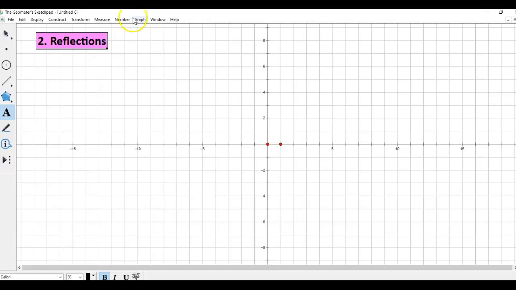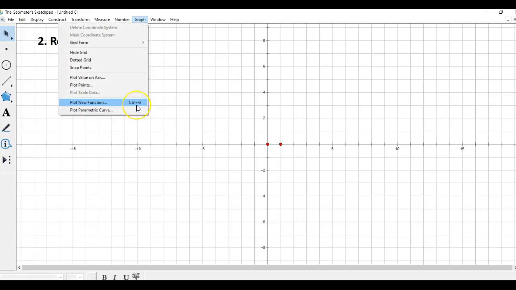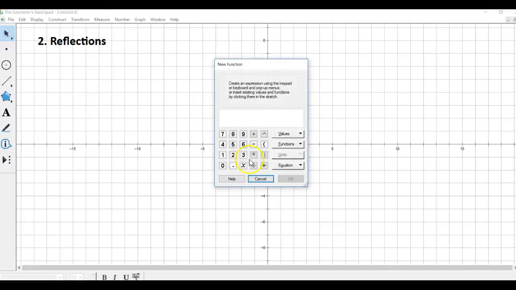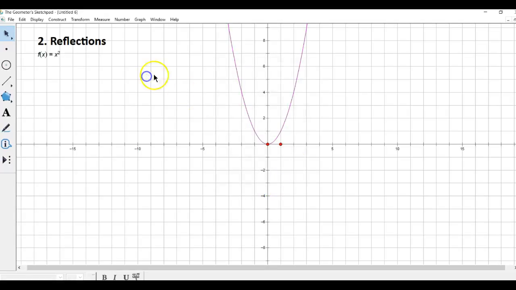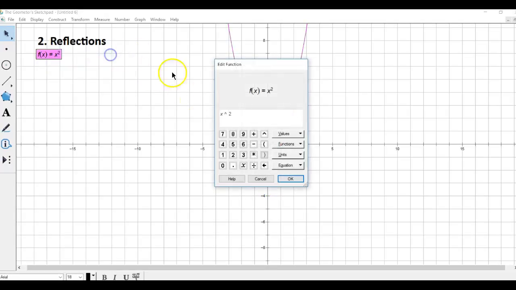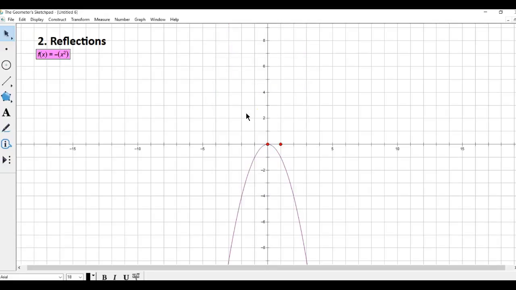All right, what sort of function should we look at here? Maybe we look at x squared again. X squared, all right, there it is there. Now, what happens if we put just a little negative out the front there? So what we're going to do is find minus of that function. That's minus x squared, in brackets. Oh, look what happened there. A negative out the front. It reflected in this x-axis here.